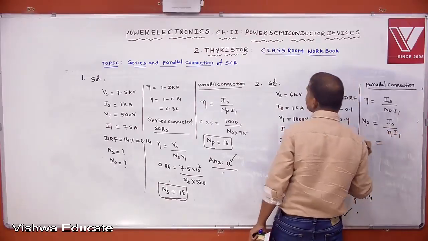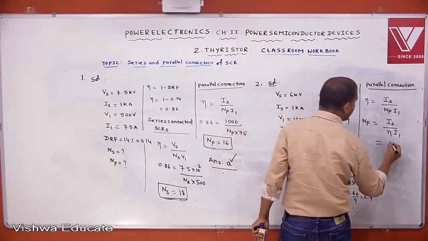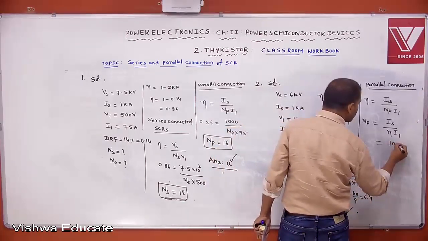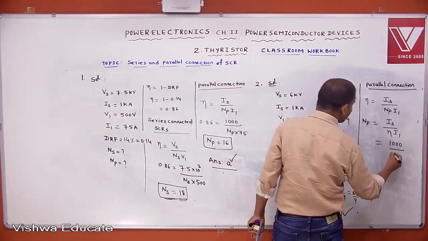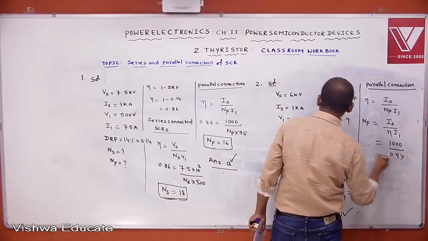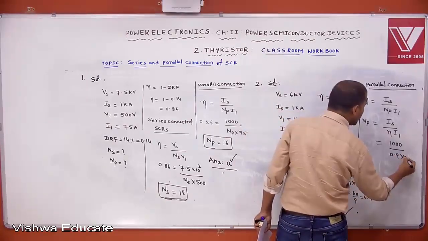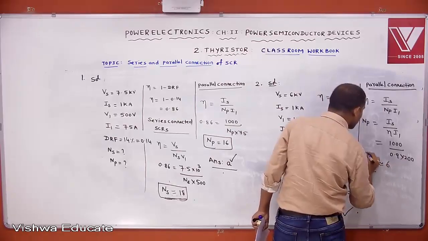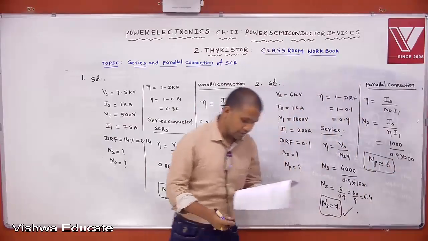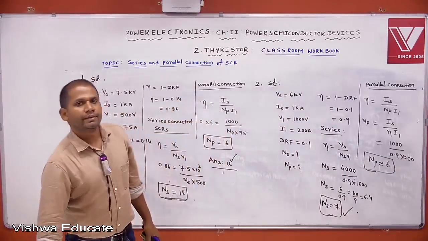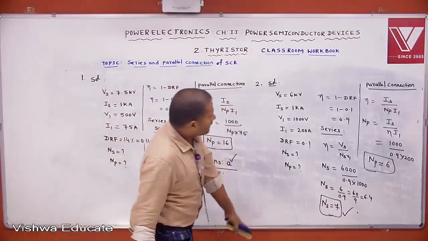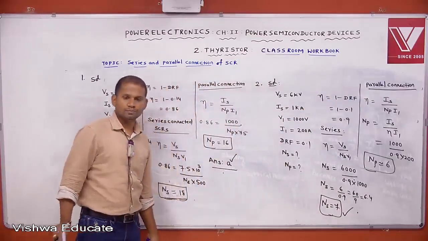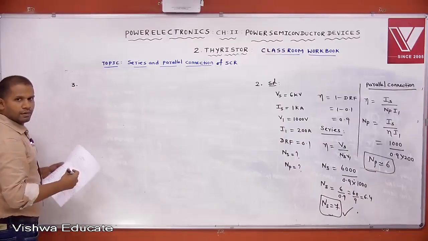What is the string current given? String current is 1 kiloampere, that is 1000. The string efficiency is 0.9. I1 is given as 200. Then we get the number of parallel connected SCRs as 6. Like this we can solve the number of series connected SCRs and the number of parallel connected SCRs. This is question number 2.